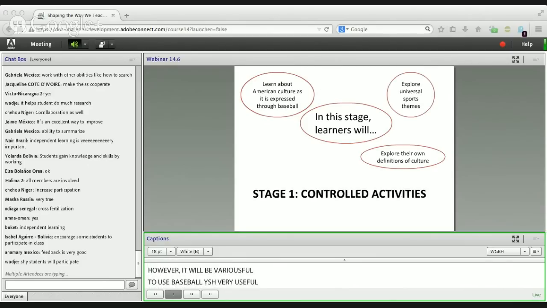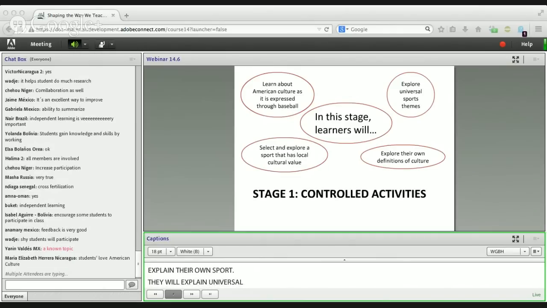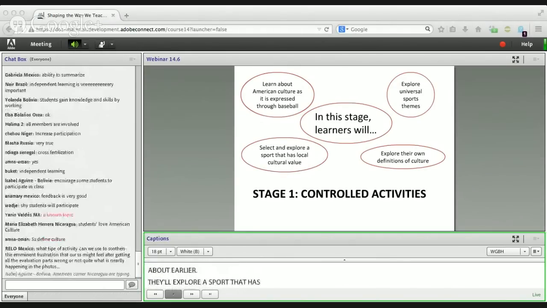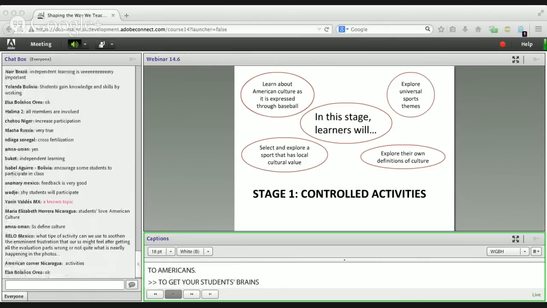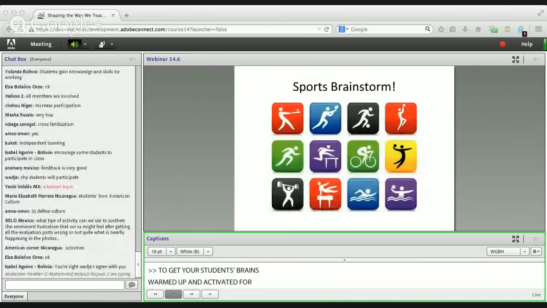They'll explore universal sports themes like we talked about earlier, by going to select and explore a sport that has local cultural value, just like baseball has local cultural value to Americans. Great. So in order to get your students' brains warmed up and activated for sports, one of the first activities that you're going to do in your classroom is a sports brainstorm. So we want to do that with you right now.